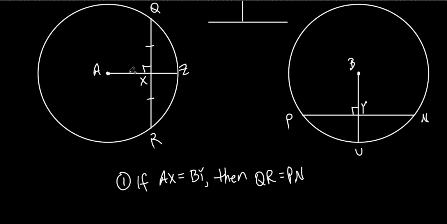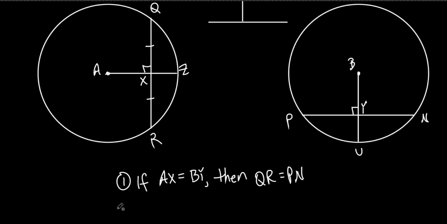So it says if this little segment right here from A to X, that's the distance, right? So the distance from the center to the chord, if those two distances are equal to each other, then what's true about the two chords themselves? They got to be equal to each other. Everybody see that? So if AX is 5 and BY is 5, what must be true about QR and PN? They must be equal to each other. Does that make sense? Okay.